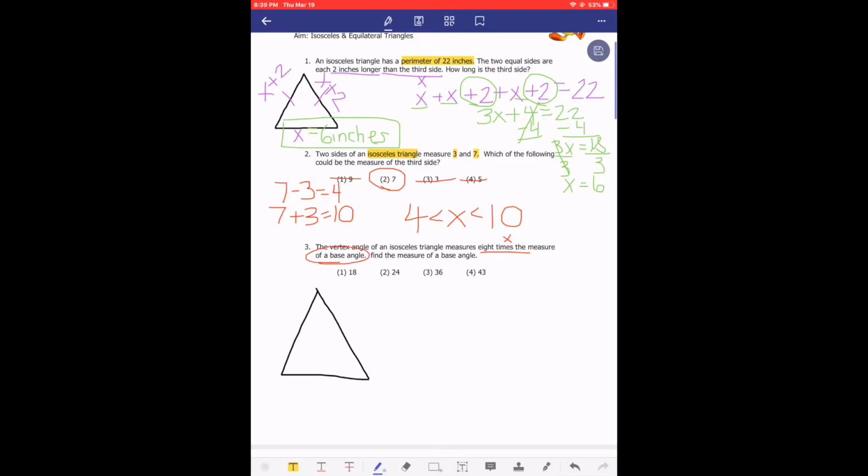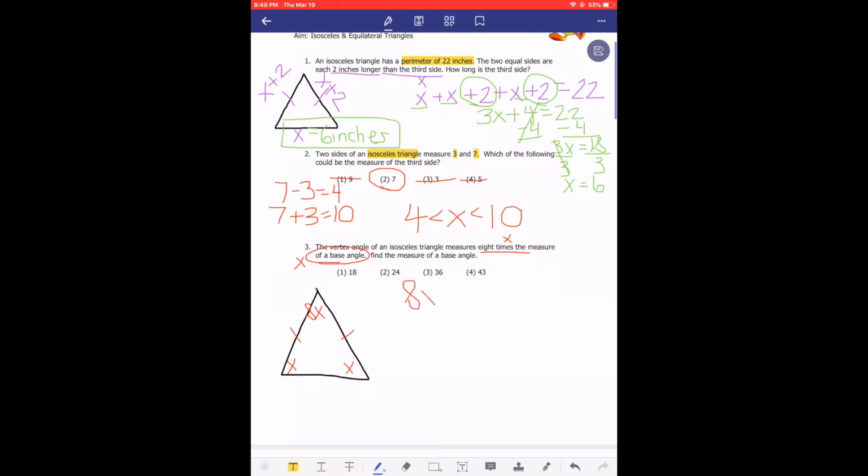So the base angle, I'm going to let that be x. And I have two base angles here. And it's an isosceles triangle. I know the sides are equal. Now we're looking for that vertex angle. The vertex angle is 8 times, so I'm going to label that top angle as 8x. To find that, I know that a triangle adds up to 180.